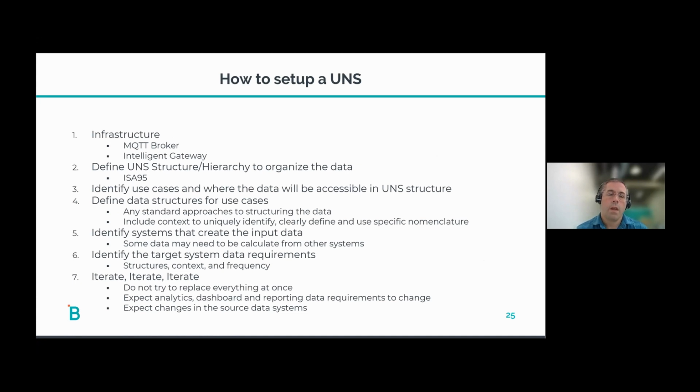Now, we've talked about what goes into a UNS, but how do you set one up? Well, the first thing you need to start with is the infrastructure. As we said, you need to start with an MQTT broker, and then you generally want to use an intelligent gateway to drive the data into the broker and to pull it out when needed. Once you've defined that, you want to define your structure. As I said before, we often use that ISA 95 structure, but you certainly need to define the structure that you're going to use as a company.